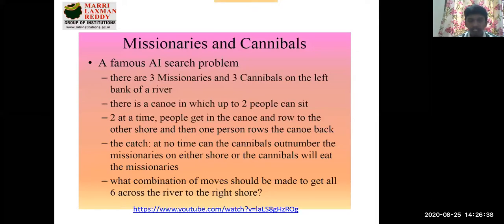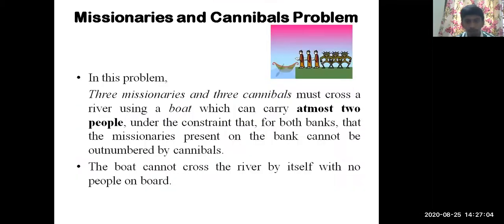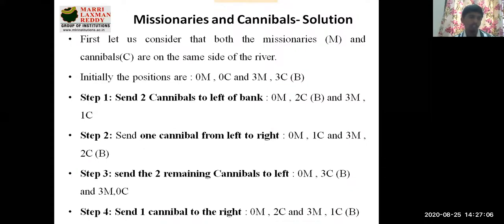The other condition is that cannibals should not be more in number than missionaries at one bank of the river, because if they are more in number, they will try to eat the missionaries. With these two conditions, we need to move all those people to the other bank of the river. So what are the possible solutions we can give to solve this problem? This is already a solved problem, so we have a ready-made solution here.